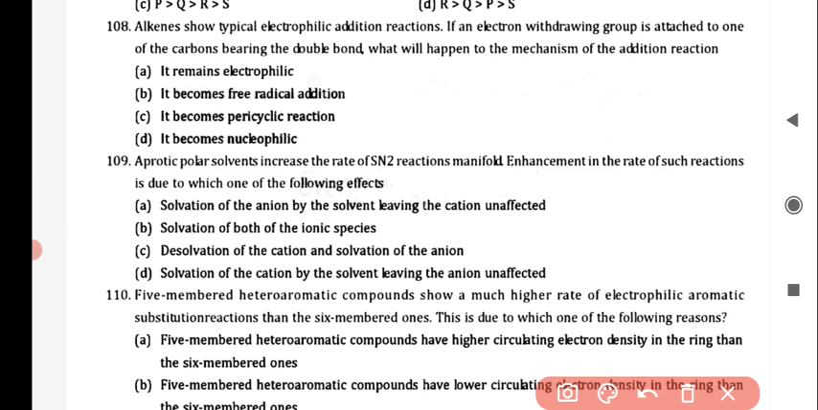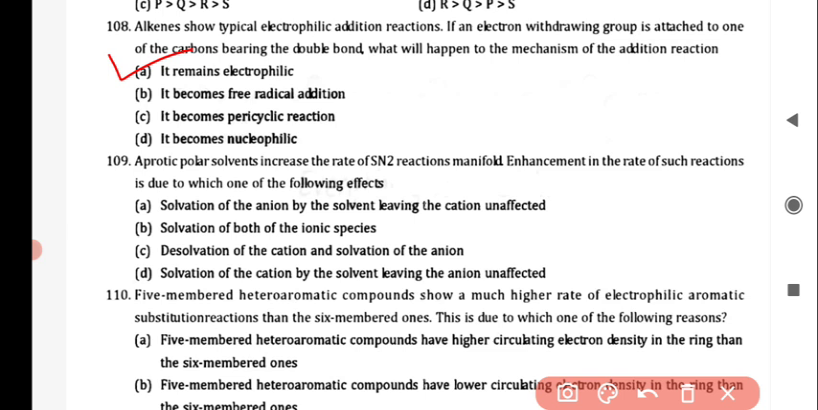Next question: alkenes show typical electrophilic addition reactions. If an electron withdrawing group is attached to one of the carbons bearing the double bond, what will happen to the mechanism of the addition reaction? So the correct answer is option A, it remains electrophilic.